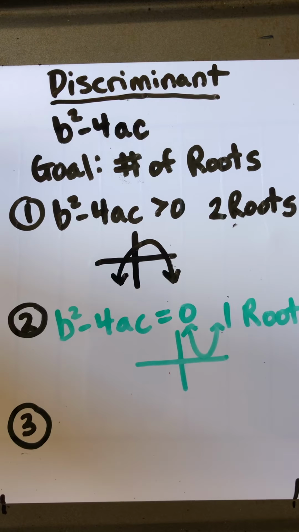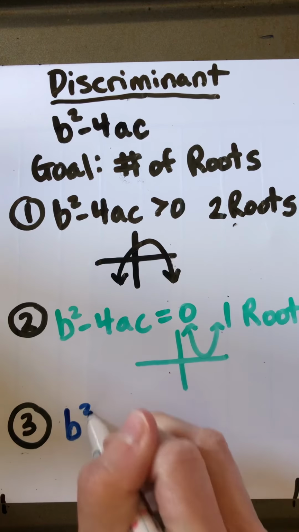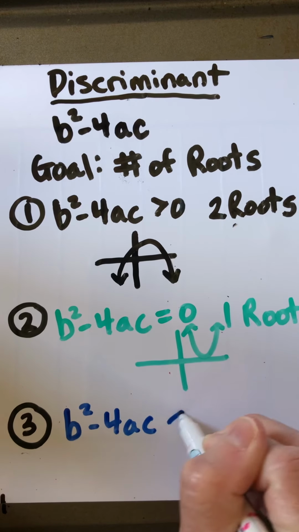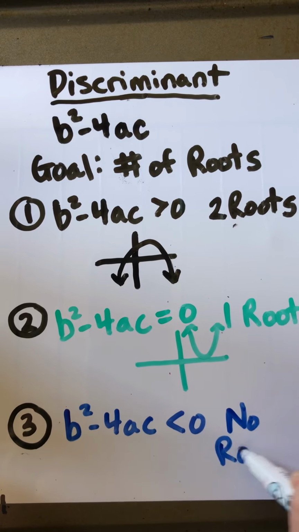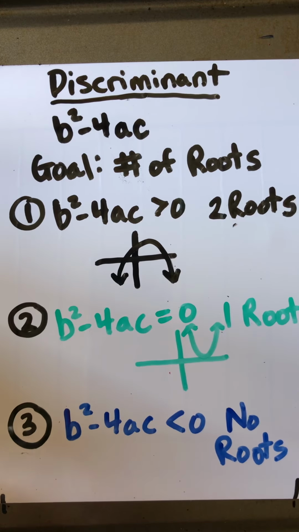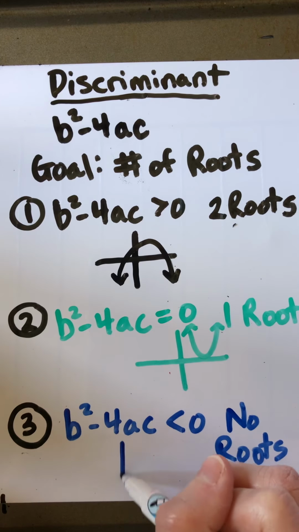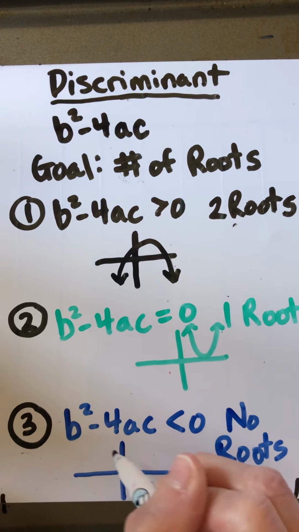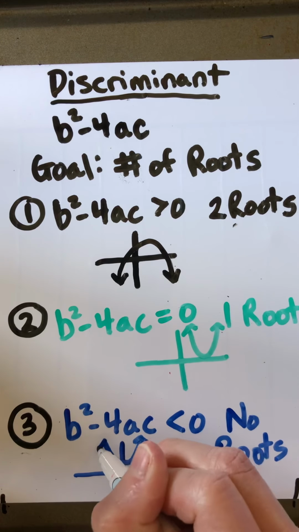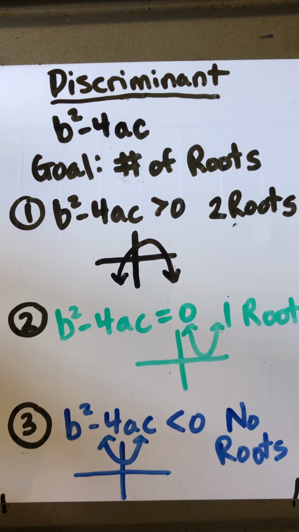So our third and final case would be when b squared minus 4ac is negative. Now, if b squared minus 4ac is negative, then the parabola has no roots at all. And so we're trying to think, what would it look like for a parabola to have no roots? Well, that would mean it never crosses through the x-axis. It has no x-intercepts at all. So that would have to be a graph that is exclusively above or exclusively below the x-axis.